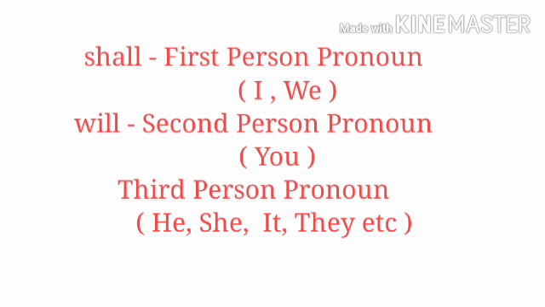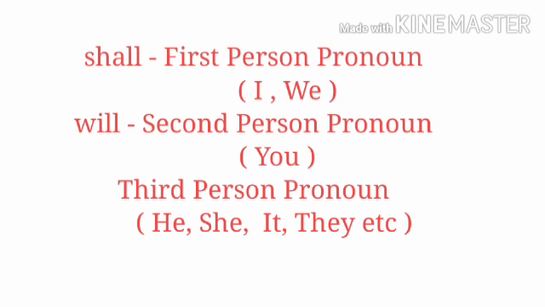Now we have to know the use where we will use shall and where we will use will. Shall we use with first person pronoun, that means I and we, and will we use with second person pronoun, that is you, and also with third person pronoun. Which are third person pronoun? He, she, it, they, etc.